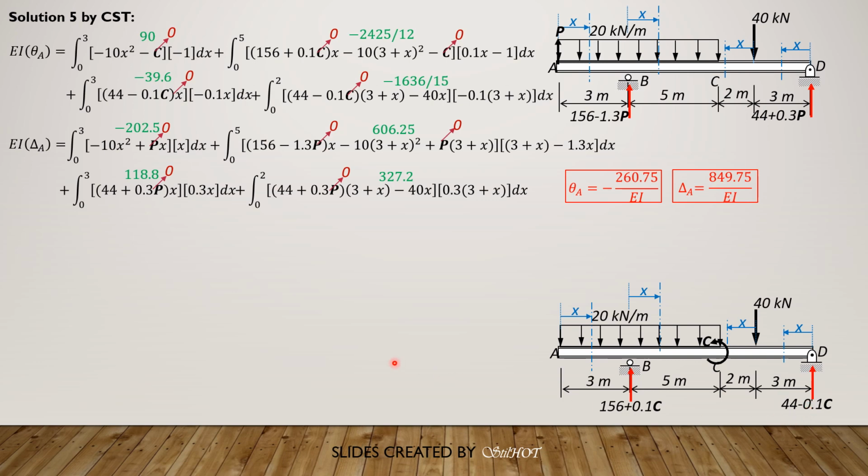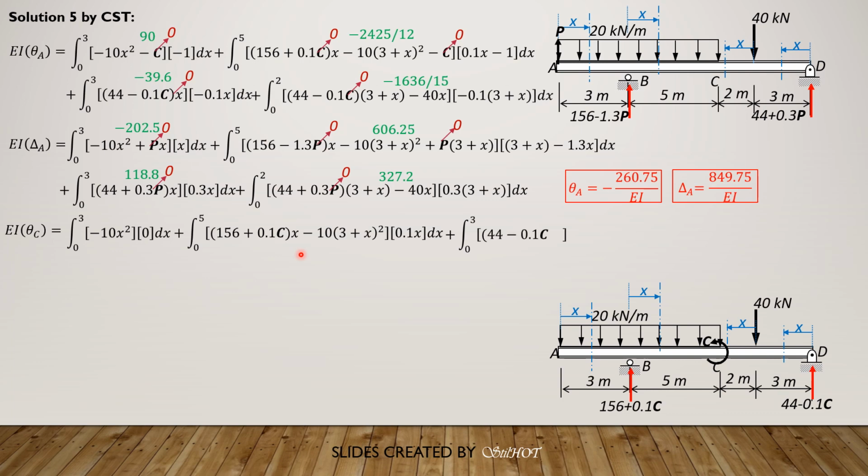So first integral is 0 because it is negative 10x squared. Then the derivative, there's no C there, so 0. So EI theta C is integral of negative 10x squared times 0. The derivative of negative 10x squared is 0 because the variable is P. Then plus integral of quantity 156 plus 0.1 of C times x minus 10 times 3 plus x squared. Then the derivative is 0.1 of x dx.